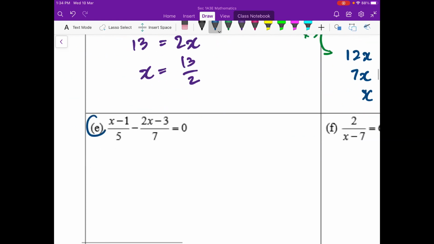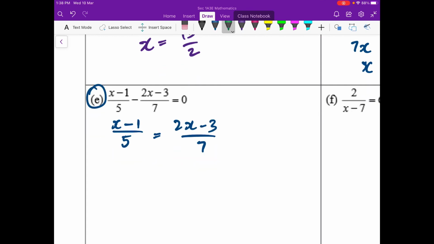Okay, try part E by yourself now. I have a fraction minus another fraction equal to 0. Hey, if I have something minus something equal to 0, what can you tell me about these two things? The same. They are the same, right? If something minus something equals 0, then they are the same, isn't it? I'm going to write that they are the same now. x minus 1 over 5 equals 2x minus 3 over 7.